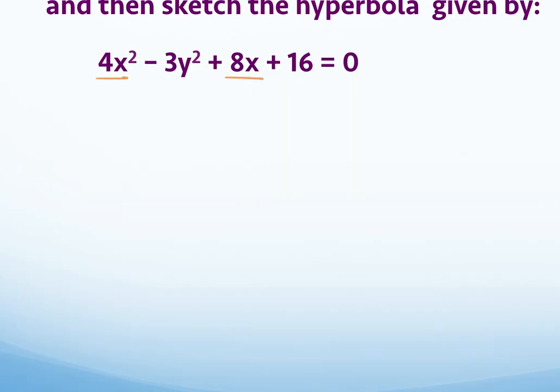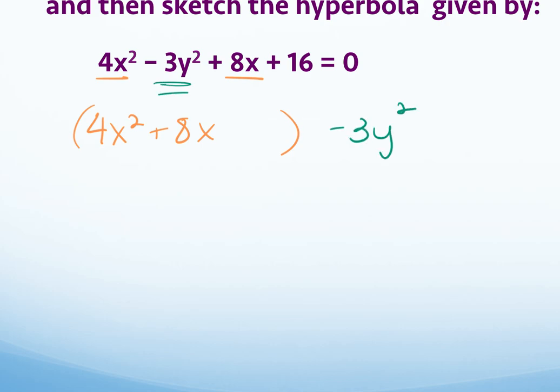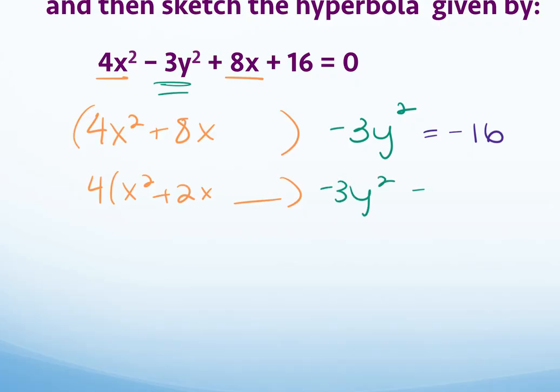There's an x squared and an x. So if I group those together, there's only one y squared. So it's not like there's a y squared and a y, so I don't have to complete the square for the y. I'm going to bump the 16 to the other side. For the x squareds, I'm going to take out that 4. X squared plus 2x, leave that space. Minus 3y squared equals negative 16.